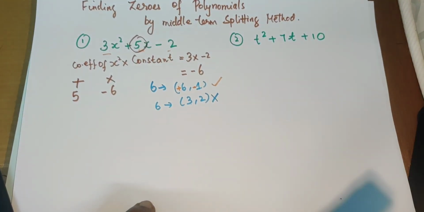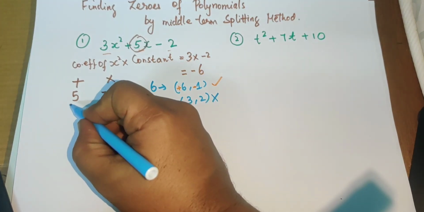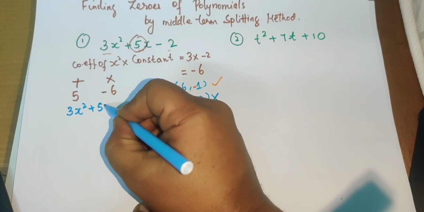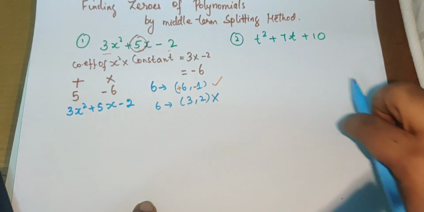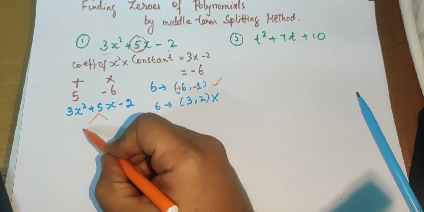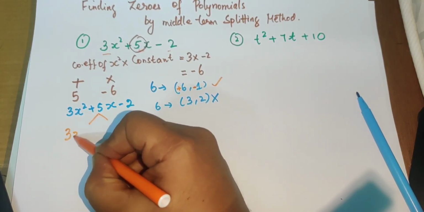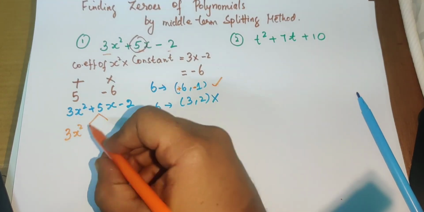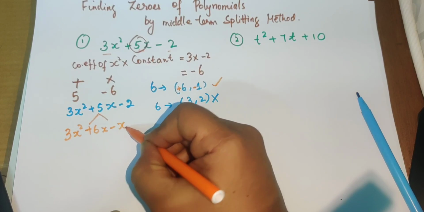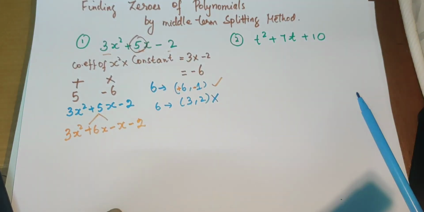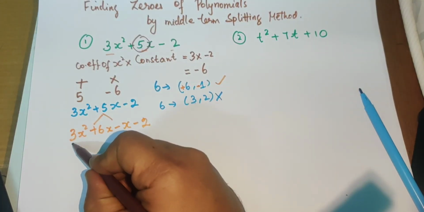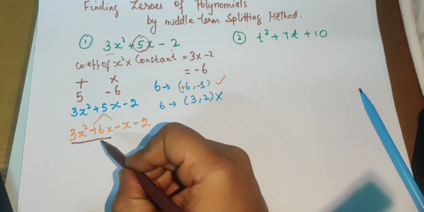Now come to the concept. The given question is 3x square plus 5x minus 2, and this 5x can be split. We write 3x square, and this 5x we split as positive 6x, negative x, and then minus 2. Now we are going to take the common terms for the first two terms and the next two terms. In the first two terms, what is the common term?